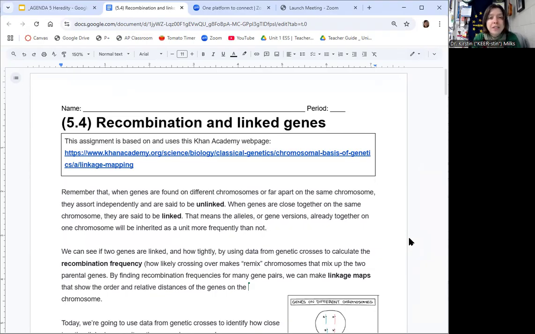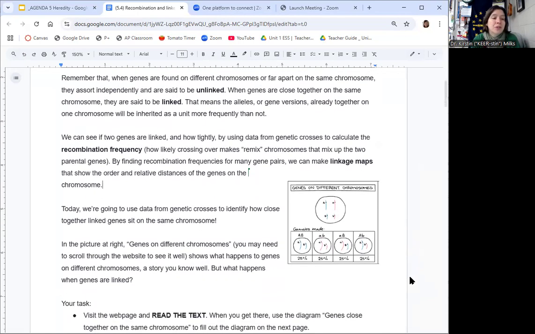We can see if two genes are linked and how tightly, how closely they are together by using data from genetic crosses to calculate recombination frequency. That's how likely crossing over makes remixed chromosomes that mix up the two parental genes. By finding recombination frequencies for lots of gene pairs, we can make linkage maps that show the order and relative distances of the genes on the chromosome.